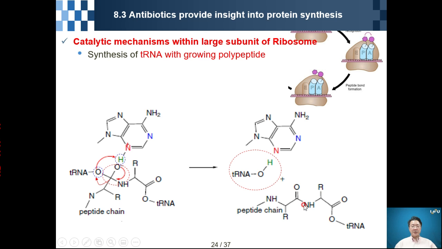So this oxygen will become the carbonyl group like this. After that, they make the peptide bond, like this. So this tRNA will be located in the A site, and it will synthesize the tRNA with the growing polypeptide. So this is the catalytic mechanism within the large subunit of the ribosome.